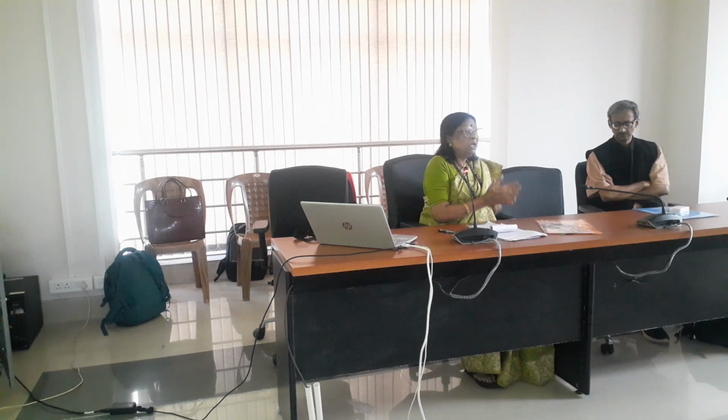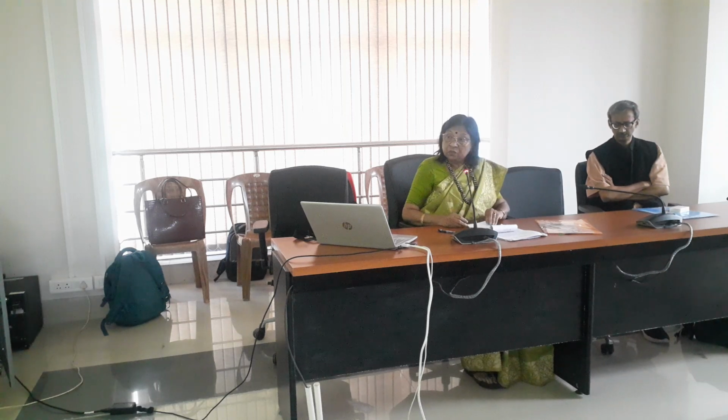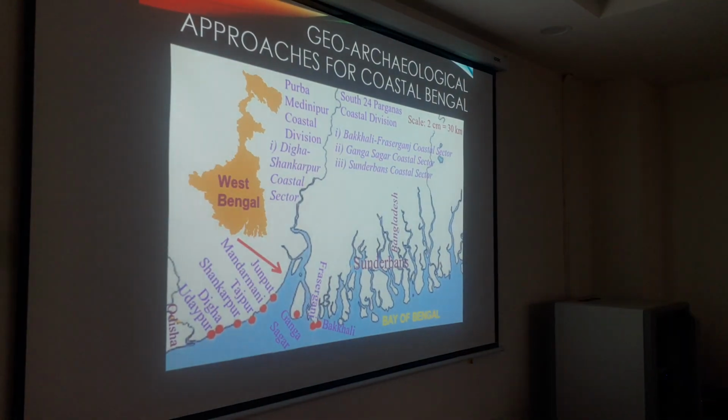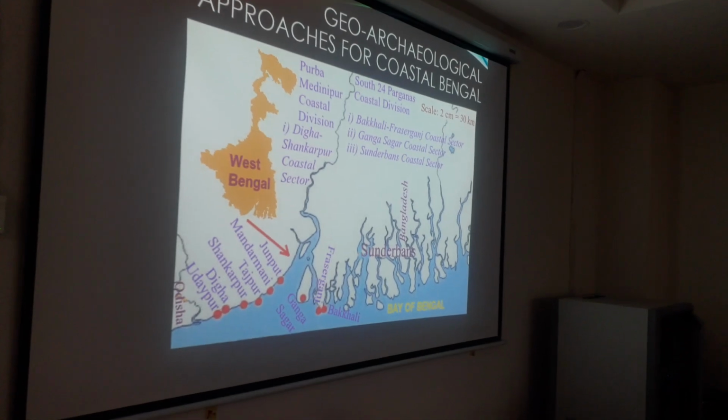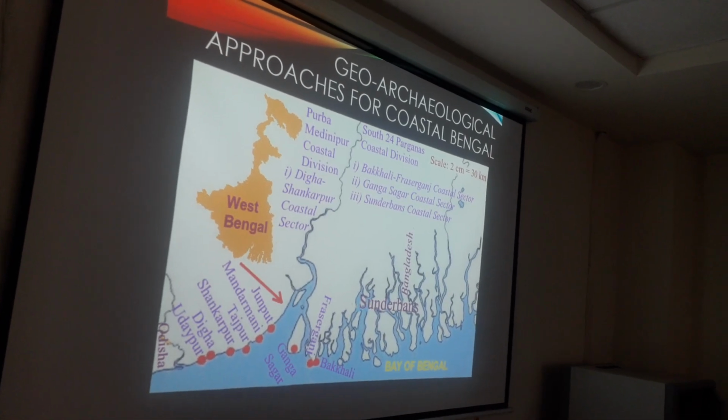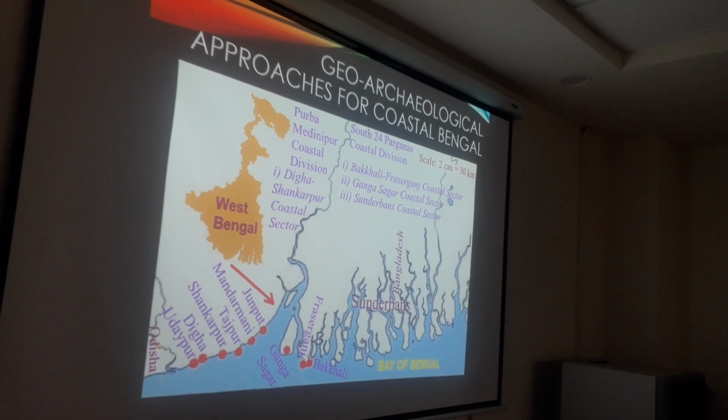So it is the lower part of this river, active zone, and here the Kashmir region falls within this particular geophysical area. So we will discuss this. Now, the next, here you can see the 24 Parganas coastal divisions, and here there are three sectors. That is, one is the Bokhari Reservoirs region, then the Ganga Sagar coastal region, and the Sundarban coastal sectors.